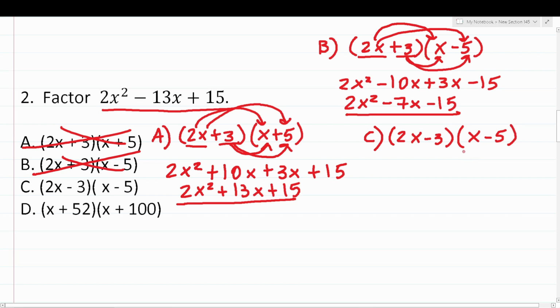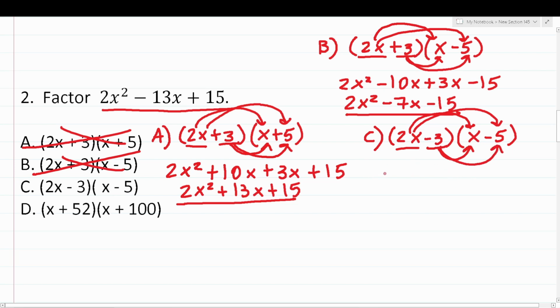Of course, we're going to multiply these two polynomials together via the distributive property, which means we're going to take this 2x, multiply it here and here. We're going to take this negative 3 and multiply it there and there.